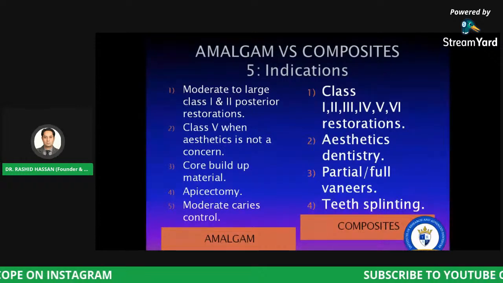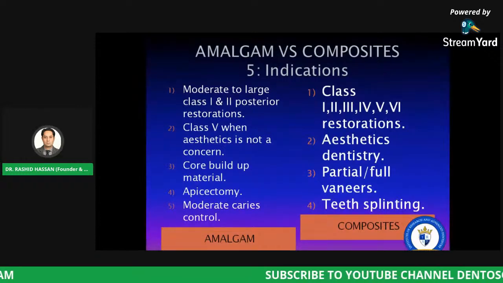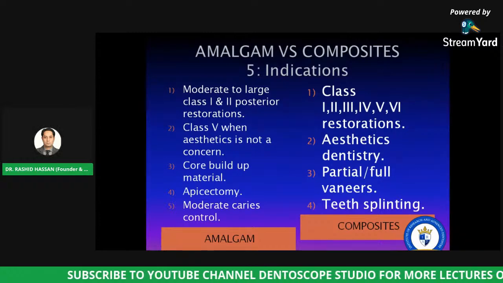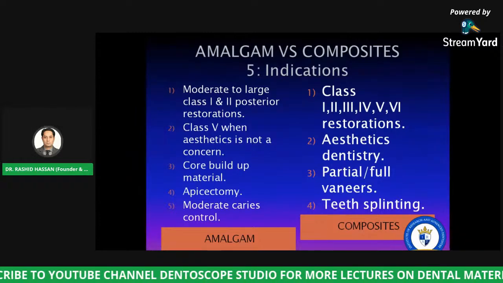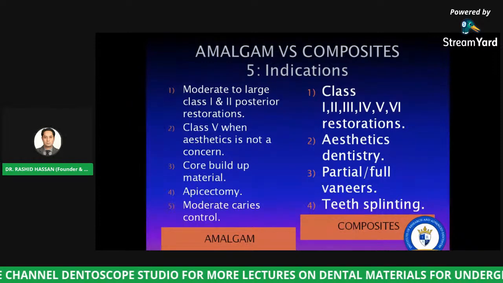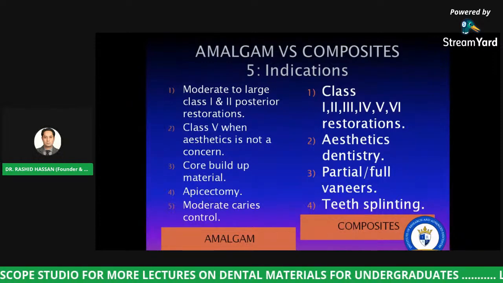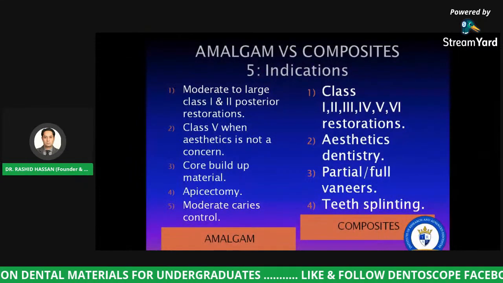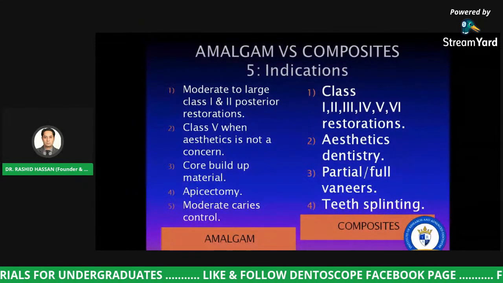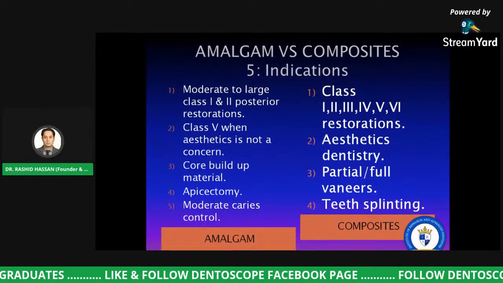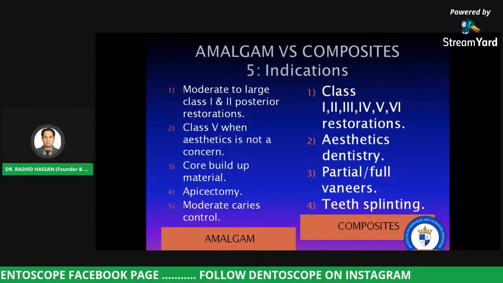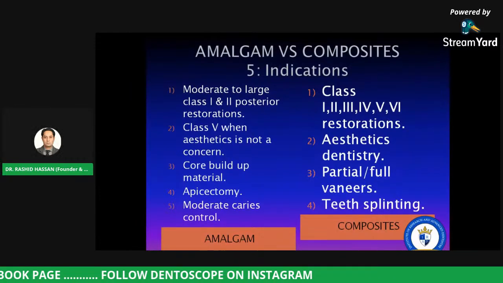Then class 5, when the aesthetic is not the concern. In case of the class 5 cavity, which is present on the facial or buccal aspect of any of the teeth, if it is a posterior tooth, like a premolar or molar, well, if it is a class 5 cavity in the molar region, you can easily fill it with dental amalgam because it is not at all visible and it does not affect the aesthetics of the patient.